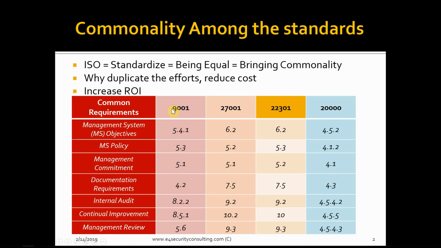There are chances that you might be practicing ISO 9000, and if you also have ISO 27000 implemented, but you have not yet implemented 22301, which is business continuity, which is a requirement for 27001 as one of the clauses. So you might have implemented one standard such as ISO 9001, or let's say you have just implemented ISO 27001, but you have not implemented business continuity.